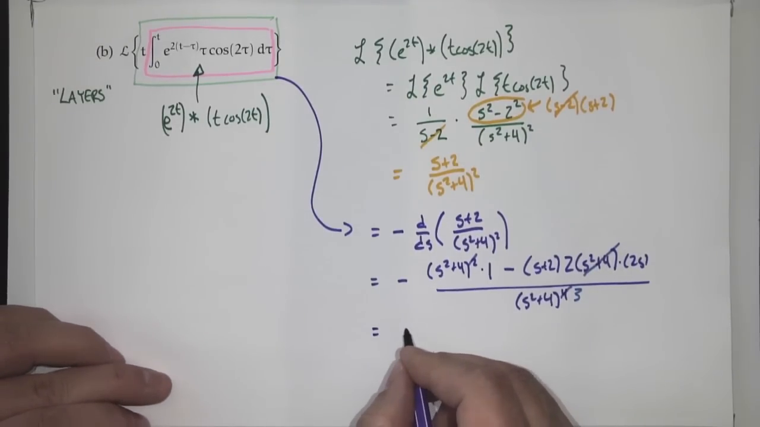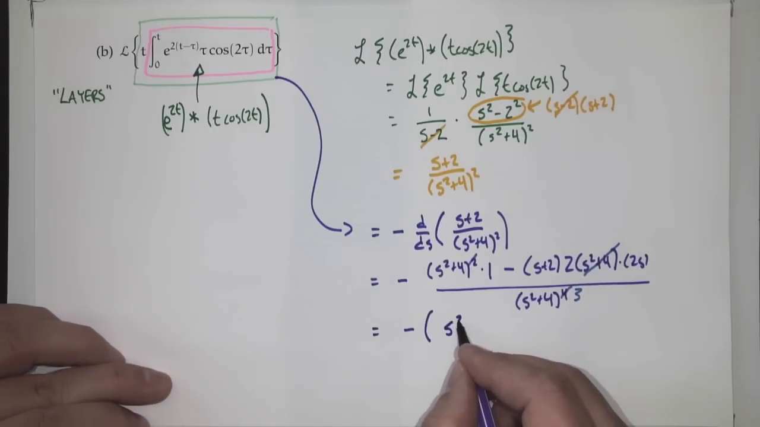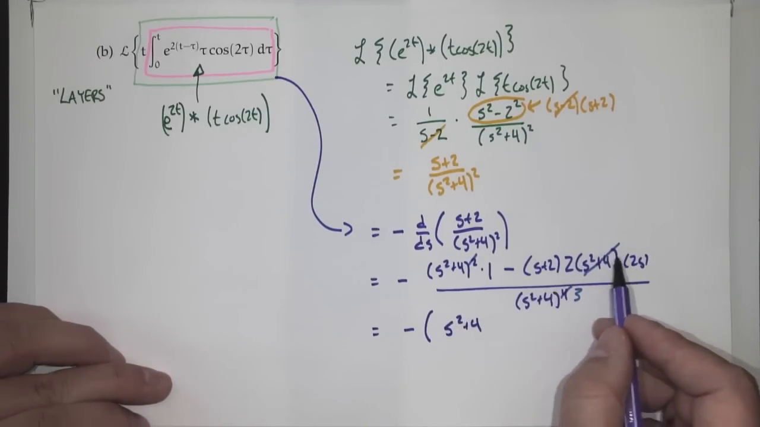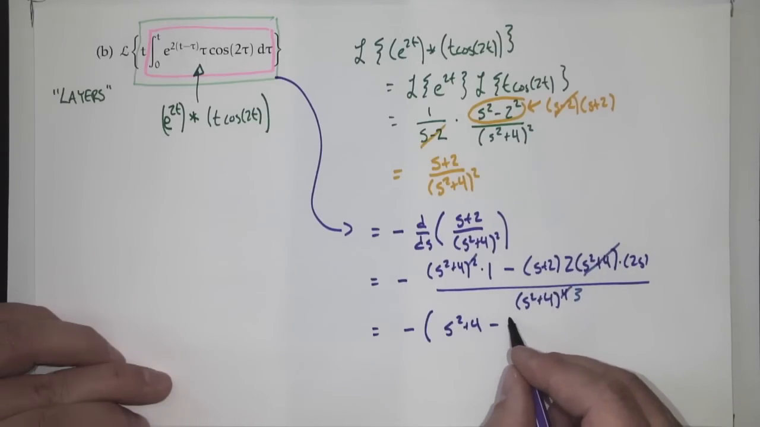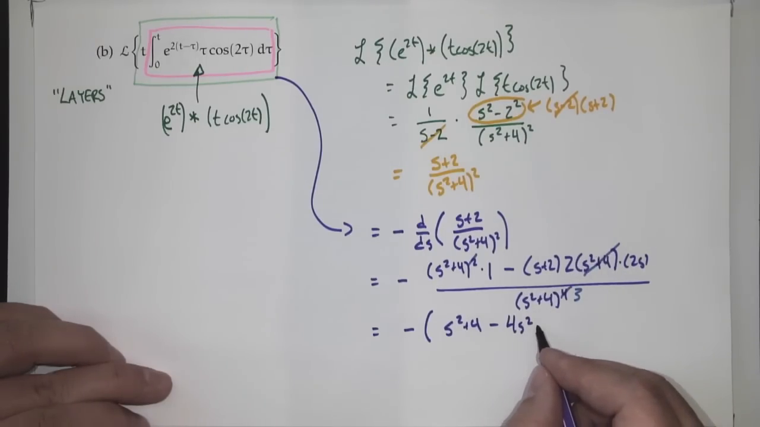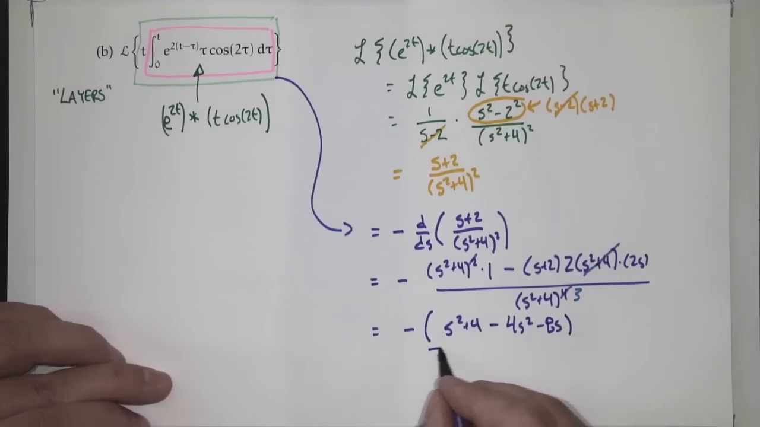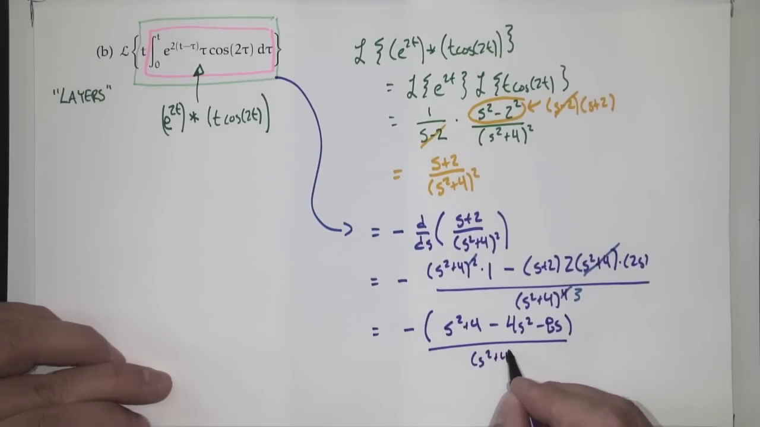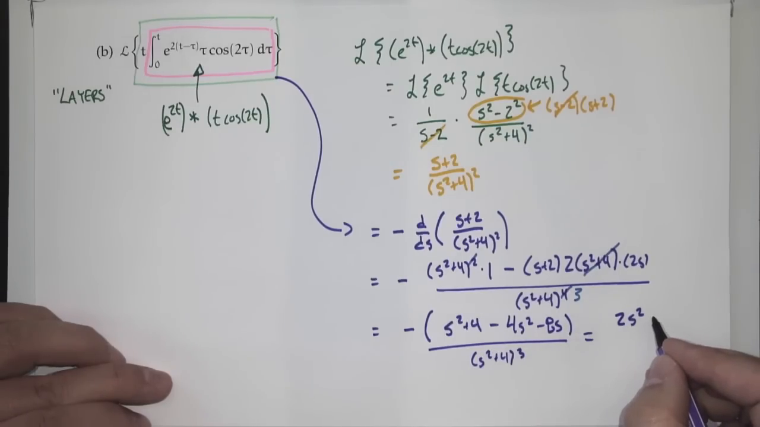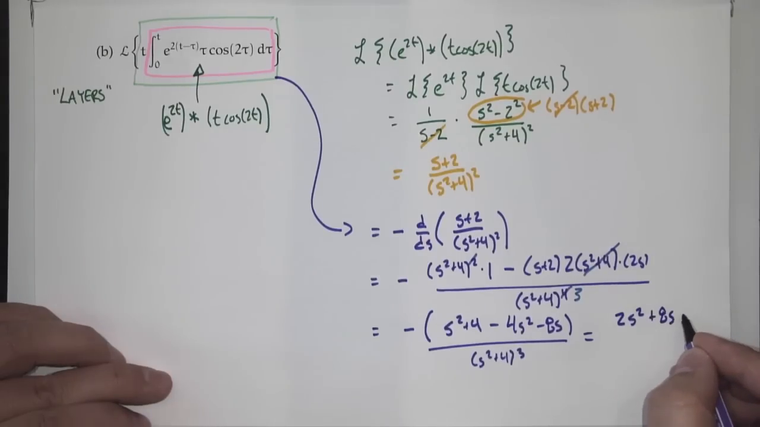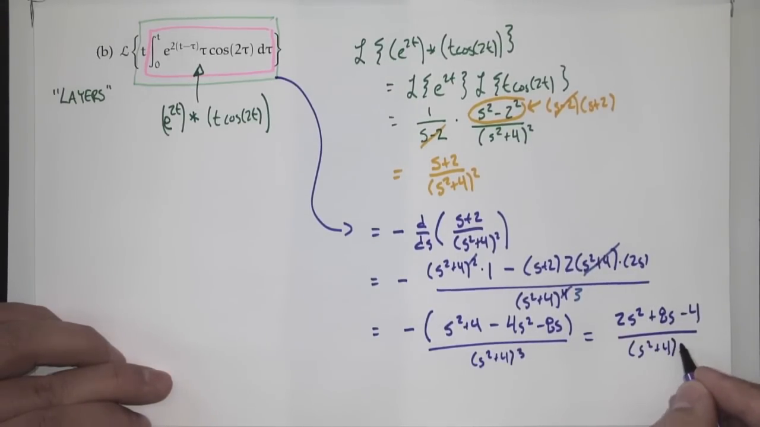And so I'm going to be careful with my minus this time. That's s squared plus 4. Here we'd have minus 2 times 2s, which is 4s. And so that's 4s squared minus 8s over s squared plus 4 cubed. And okay, s squared minus 4s squared is minus 2s squared. Don't forget the minus in front, so that becomes a plus 2s squared. Minus minus 8s becomes a plus 8s, and a minus 4 over s squared plus 4 cubed.